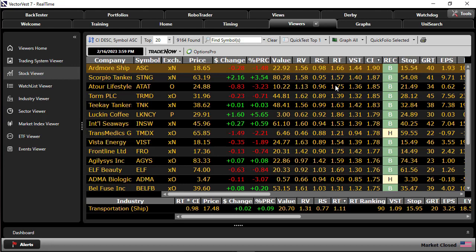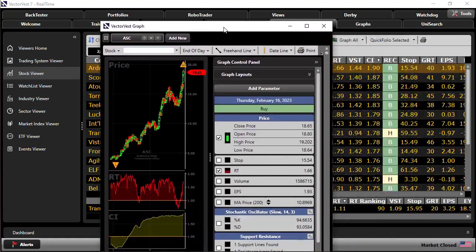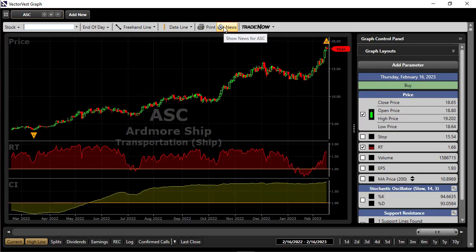You can see ASC has a CI of 1.9. I know exactly what I'm going to get when I open up a chart of these top CI stocks. So if I go to graph them, here's a one-year chart of ASC. Beautiful looking graph here, right? Bottom left to upper right. I have CI down at the bottom in yellow. We have RT here in red.